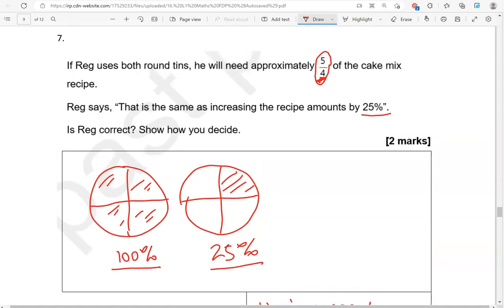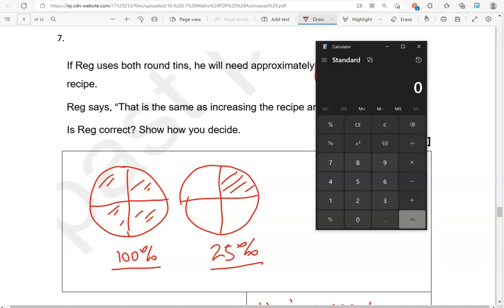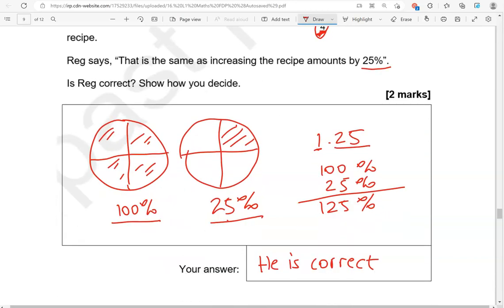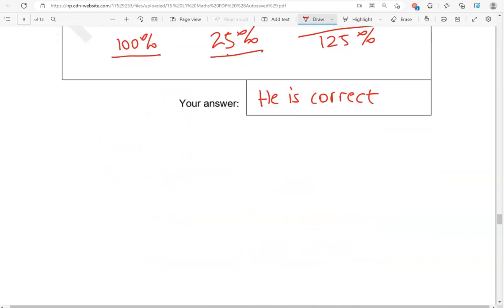Or the other thing you can do is divide 5 by 4, which gives us 1.25 as a decimal. So in terms of a percentage, 1 is 100%, 0.25 is 25%, as we've seen here. So altogether this is 125%. These are two different ways of showing this.